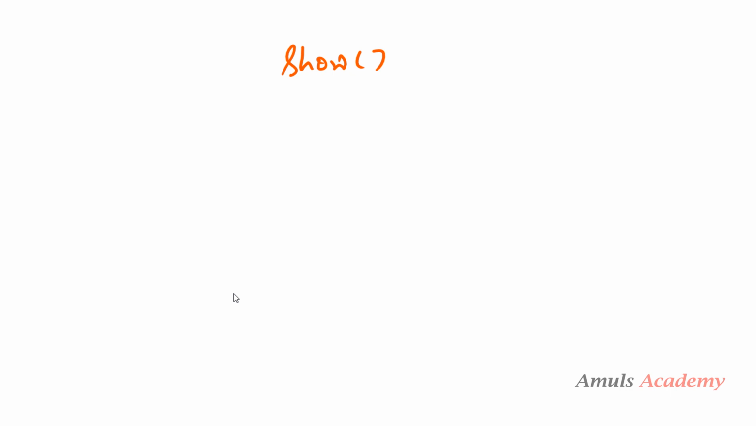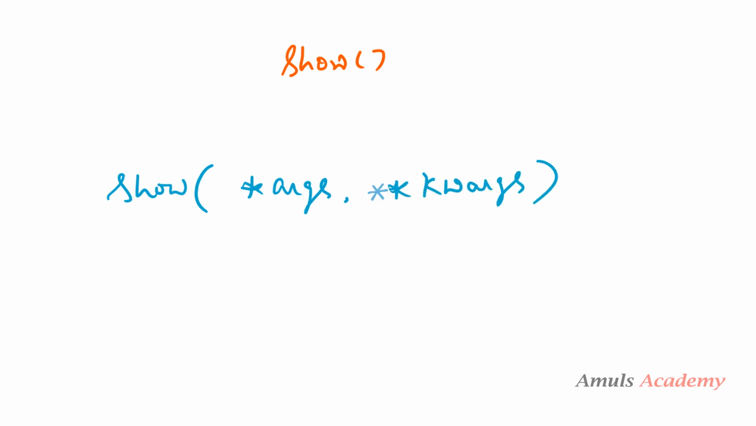The syntax is, we need to mention matplotlib.pyplot.show, and here we can take multiple arguments or multiple keyword arguments. So we can take 0 or more arguments and keyword arguments. Usually we'll use this show function without any argument. So let's see an example for this.